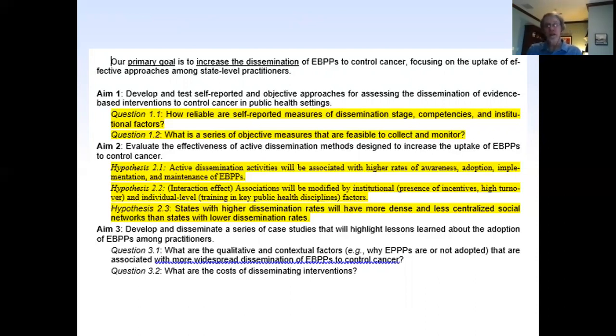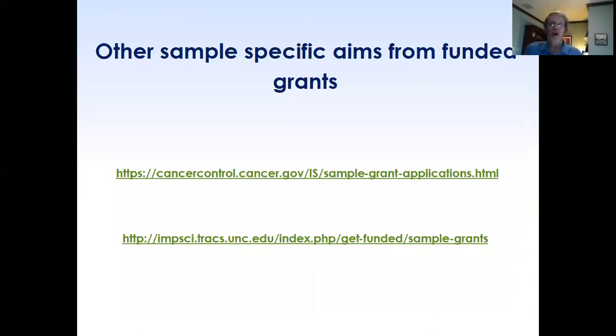And there are many, many different ways to think about aims. And here, I'm giving you 2 great resources for those with the syllabus. The links are also included in your syllabus. What we have here is a set of full grant applications from the National Cancer Institute and their Implementation Science Program, and also from the Implementation Science Group at University of North Carolina, Chapel Hill, who have a really nice web page they call TRACS, T-R-A-C-S.